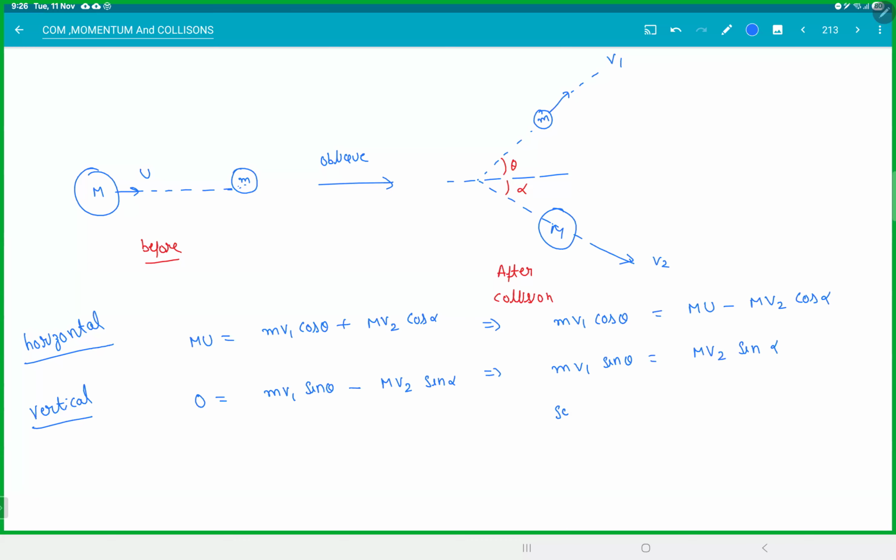Square them and add them. Story is still the same. LHS will become m square v1 square. This will become m square u square plus m square v2 square cos square alpha minus 2m square u v2 cos alpha plus m square v2 square sine square alpha.